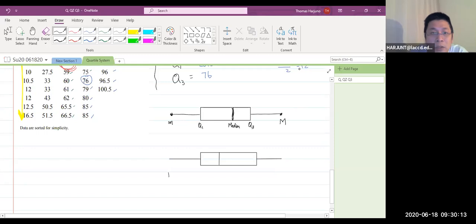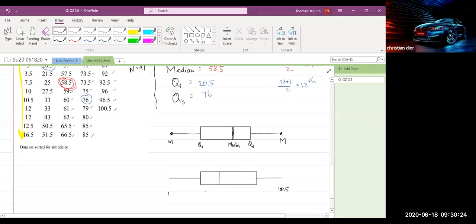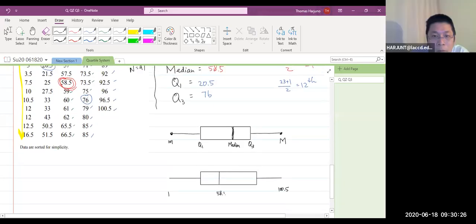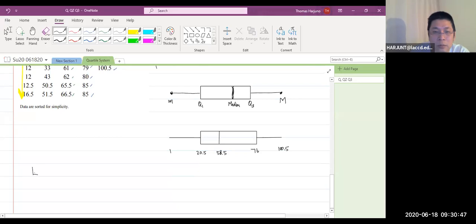I see somebody sending a message. Yeah, the minimum data is 1. The maximum is 100.5. What was the median again? Scroll up a little bit. 58.5. The third quartile is 76, and the first quartile is 20.5. Like that. Okay. At least for now, that's how we do it. Now, there's a term called outlier. Outlier.